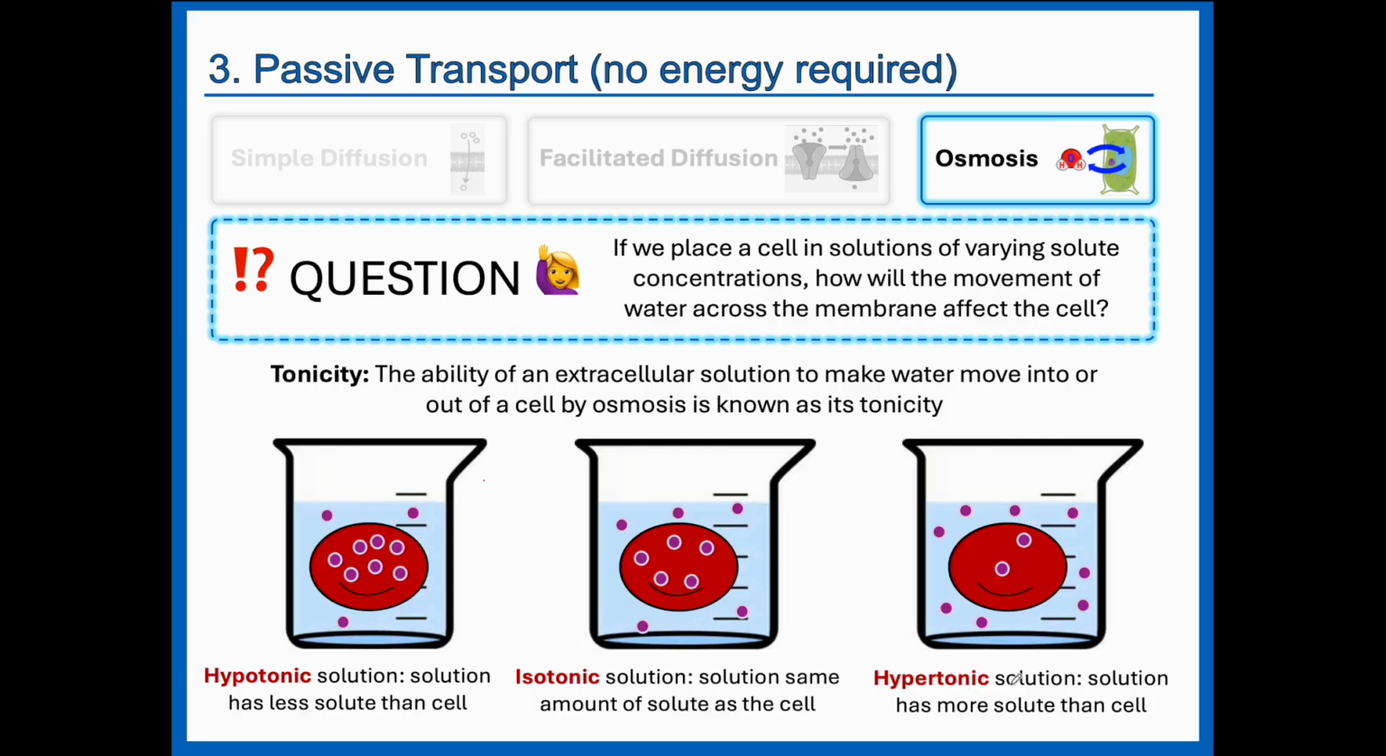Hypertonic solutions mean that the solution on the outside has more solute than the inside of the cell, right? So let's see here. 1, 2, 3, 4, 5, 6, 7, 8, right? Versus 2 on the inside. This is a hypertonic solution compared to the inside.